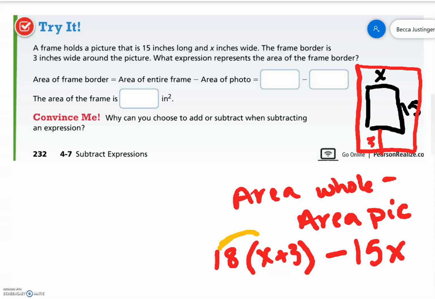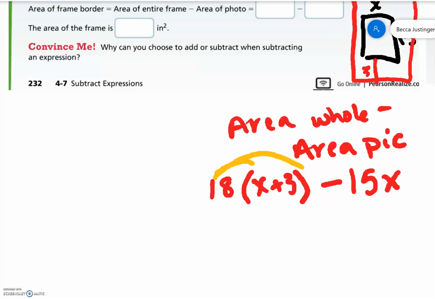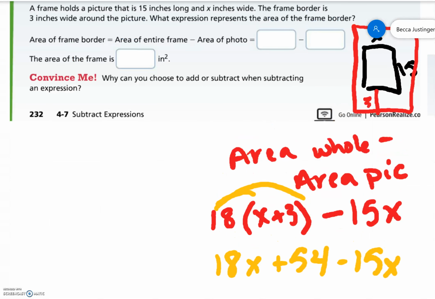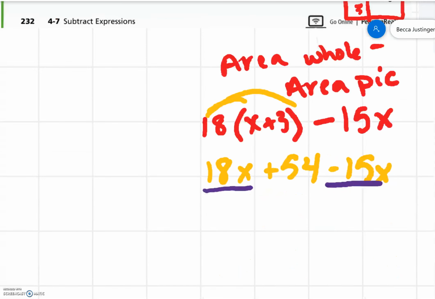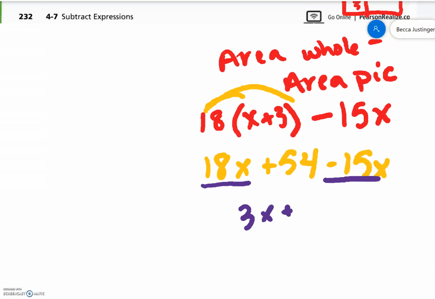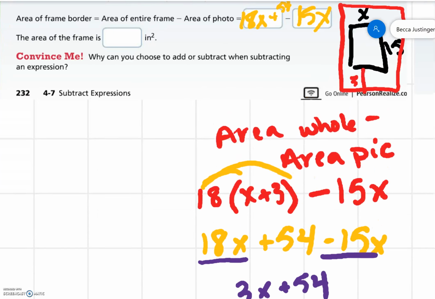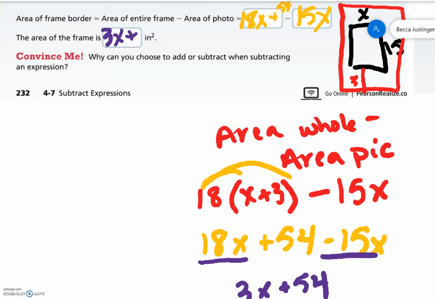So I'm going to distribute. 18 times x is 18x. 18 times 3 equals 54, minus 15x. So we're going to fill this in our boxes. 18x plus 54 minus 15x. I can combine like terms. 18x minus 15x gives me 3x plus 54, which we can't combine anymore because they are not like terms. So that is our answer.